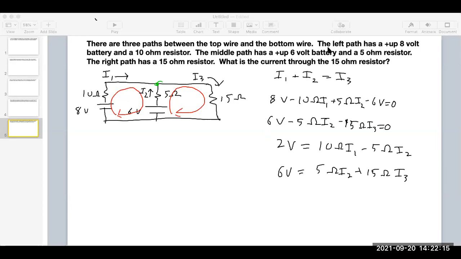Algebra tricks as you will. I think turning I3 into I1 plus I2 is a good one. And collecting our terms together, 6 volts equals 15 ohms I1 plus 20 ohms I2.